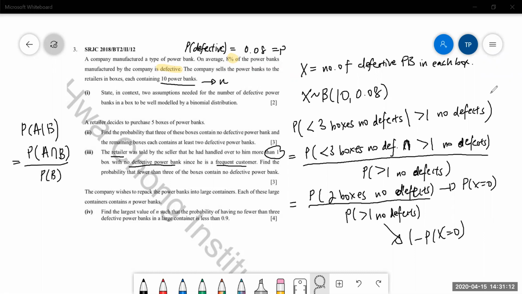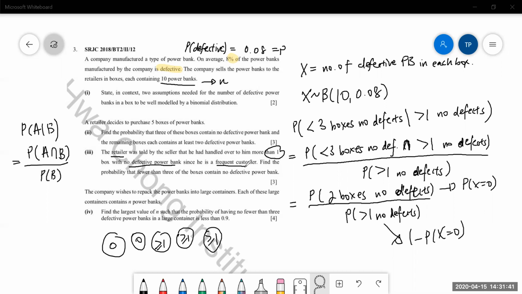So we need to find two no defects and the rest have more than one defect. Also, two boxes no defects means three boxes got defects. So my outer one is P equals to three, right? Because you already deduced that there are exactly two boxes with no defects.